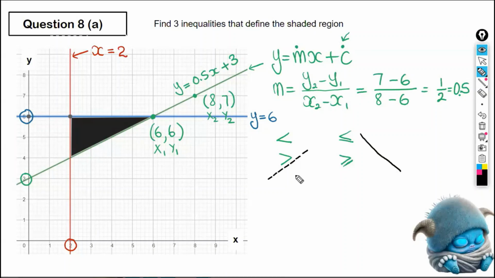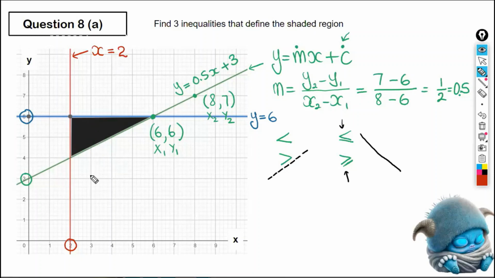What kind of signs are we going to be using today? It's obviously going to be these here, because look at all the graphs that I drew. All the graphs, the red, the blue, and the green, are solid lines. So it will be less than or equal to, or more than or equal to for our answers. So anyway, let's finish up these questions.